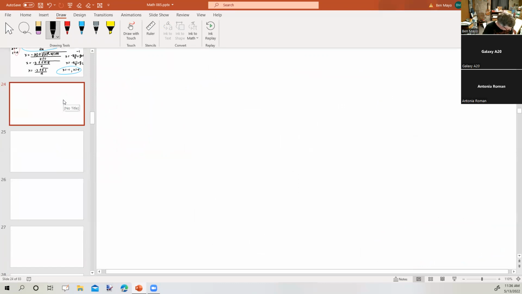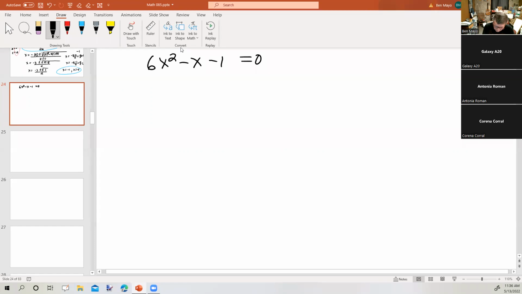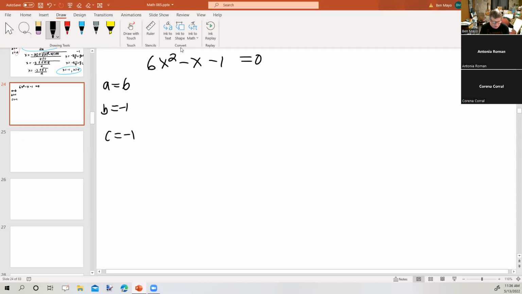Let's take a look at another example. 6x squared minus x minus 1 equals 0. This is in standard form, descending powers of the variable set equal to 0. So a is 6, b is -1, and c is -1. Note, if we go back to chapter 6, when I talked about factoring by grouping, the ABCPS method, this is the same a, b, and c that you would identify there.